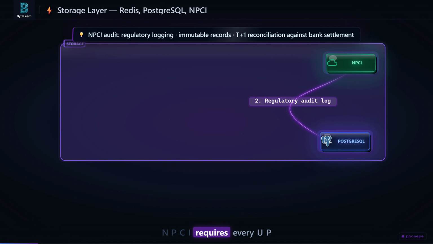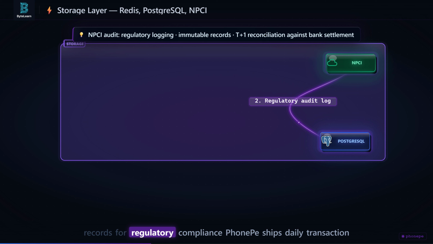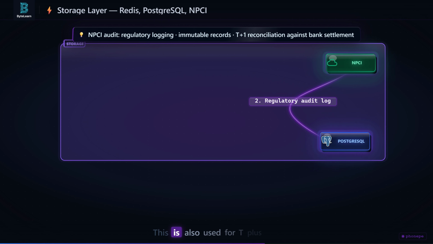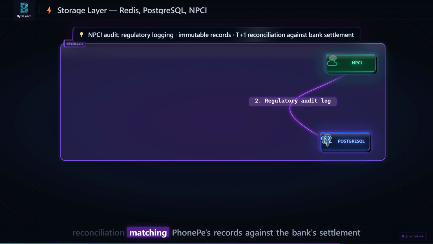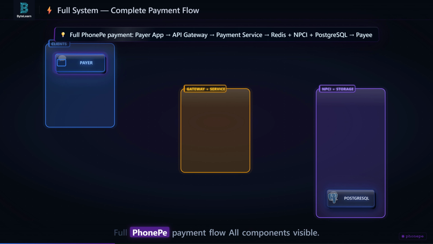NPCI requires every UPI transaction to be logged with immutable audit records for regulatory compliance. PhonePe ships daily transaction batches to NPCI's audit store. This is also used for T+1 reconciliation, matching PhonePe's records against the bank settlement files to detect debit without credit failures. Full PhonePe payment flow, all components visible.